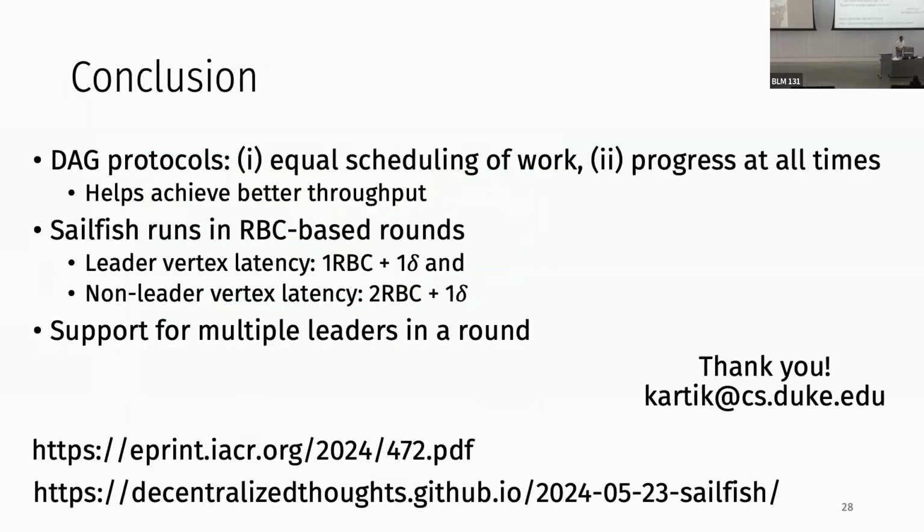Okay, so with that, let me conclude my talk. We first spoke about DAG-based protocols. We observed that the key things that they give you are equal scheduling of work and progress at all times. Then we spoke about Sailfish, which runs in RBC-based rounds, and we saw that it achieves a latency of 1 RBC plus 1 delta and 2 RBC plus 1 delta for leader and non-leader vertices respectively. And there's a third part which we did not discuss in the talk, that is supporting multiple leaders in a given round. Thank you, and I'd be happy to take questions.